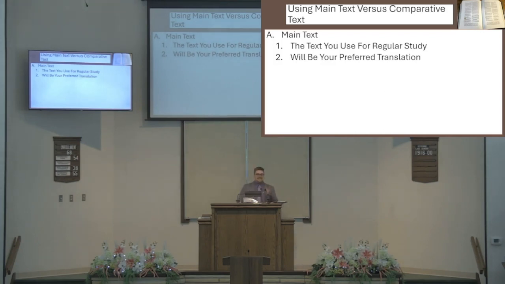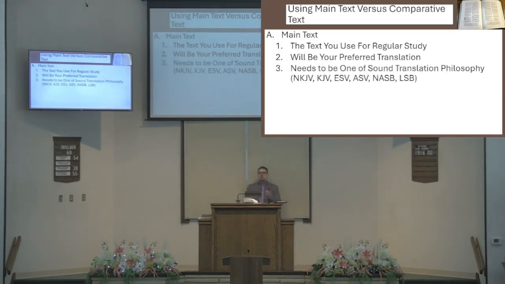Now, when choosing your main text, you need to choose one. It needs to be one of a sound translation philosophy. So again, there are 4 philosophies, but just 3 we want to consider for choosing a translation. Essential literal or formal equivalence, that is word for word. Dynamic equivalence, that is thought for thought. Or what they call the optimal equivalence. That's somewhere in the middle. The one we want to choose is one of the essential literal or the formal equivalence, that word-for-word translation.